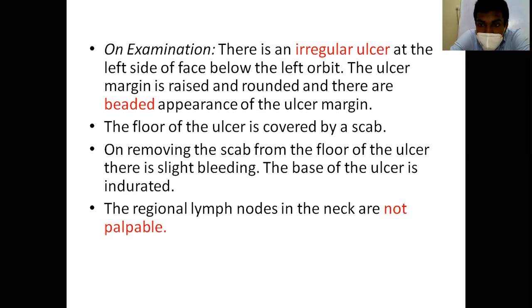The location, it could be anything. Slow growing is once again a negative point for a malignancy, right? A slow growing ulcer is a negative point for a malignant ulcer. Now, okay, how would you like to confirm your diagnosis? Okay, beaded appearance, true. So how would you like to confirm your diagnosis?